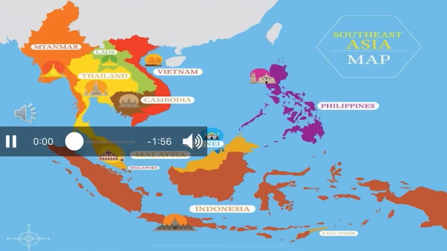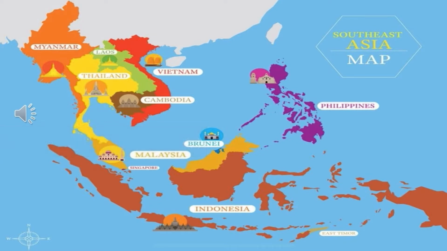We go further into a Southeast Asia map. Generally, we can see it has 11 countries, which are number 1 Myanmar, 2 Laos, 3 Thailand, 4 Vietnam, 5 Cambodia, 6 Malaysia, 7 Singapore, 8 Brunei, 9 Philippines, 10 Indonesia, and lastly East Timor.